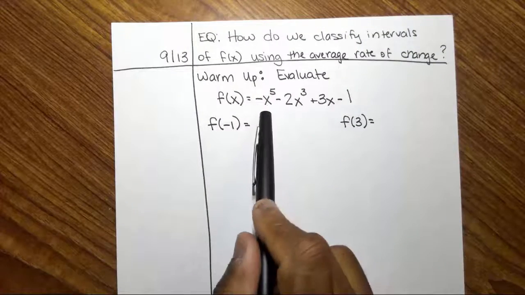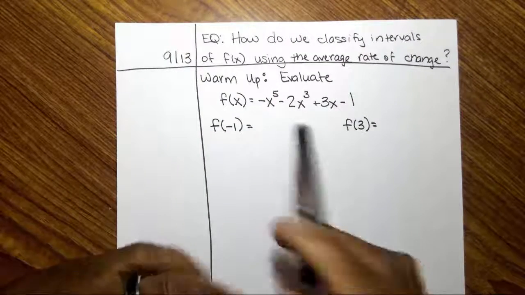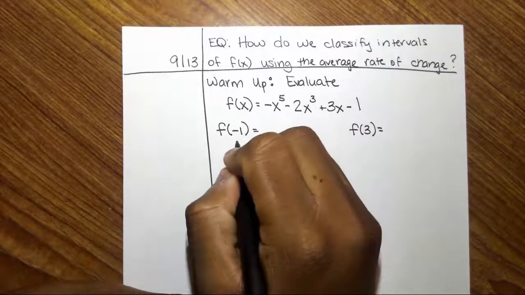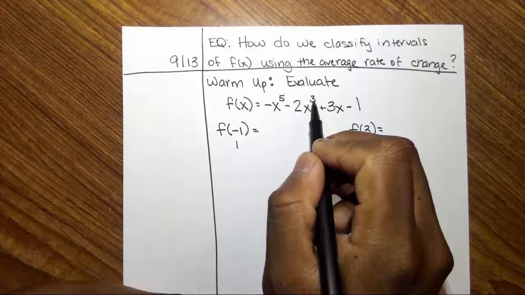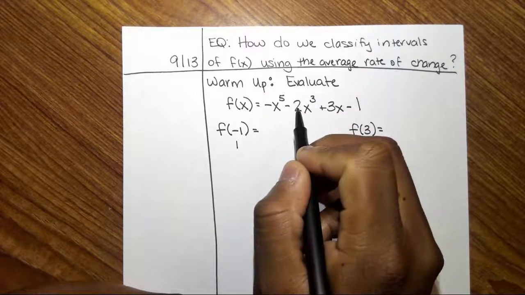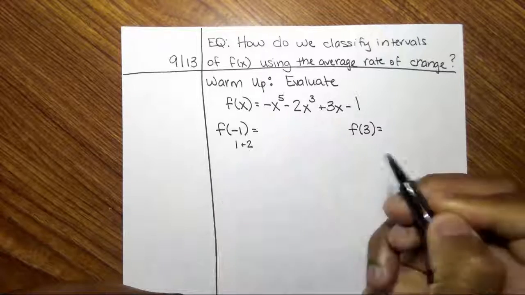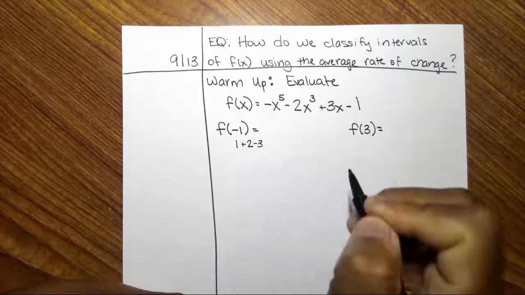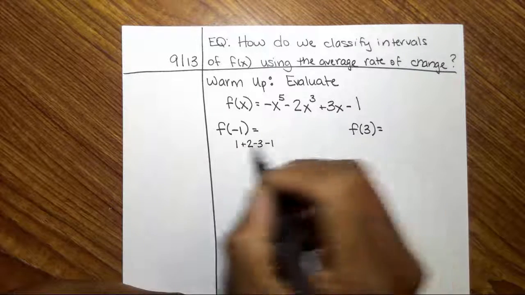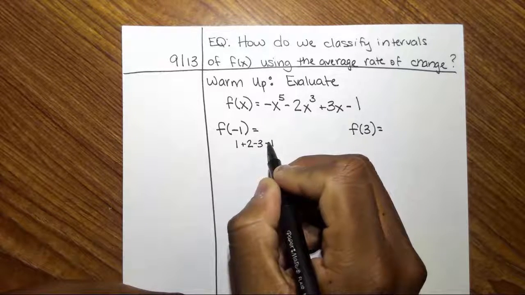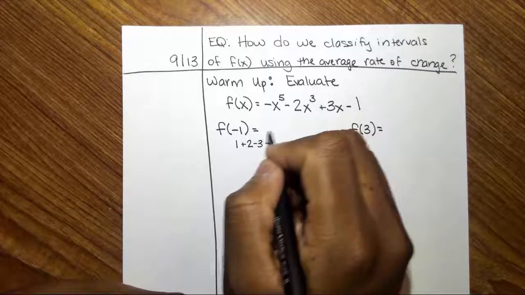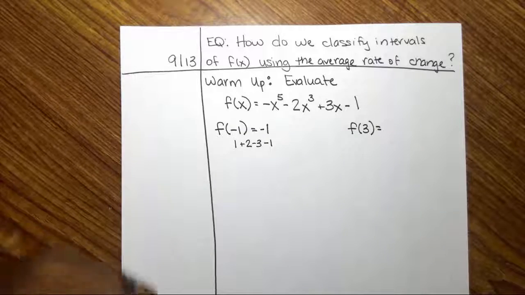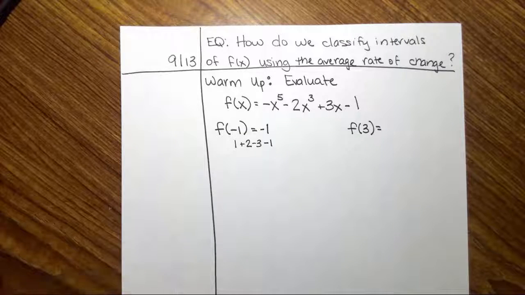What's negative 1 to the fifth? Times the negative makes it a positive 1, right? So we get positive 1. Then plug in negative 1 to the third, which is times the negative 2 makes it a positive 2. Plug in negative 1 here, you're going to get a negative 3, right? Minus 1. So that's 1 plus 2 is 3. 3 minus 3 is 0, and that's left with the negative 1 here. So negative 1 was fairly simple to plug in, right?